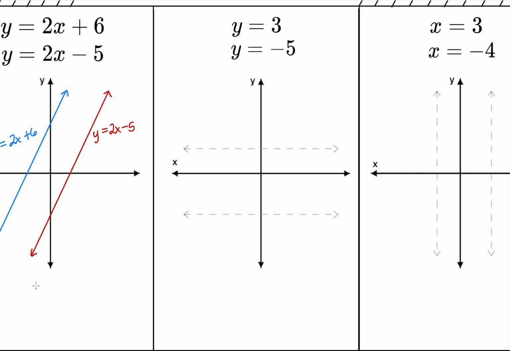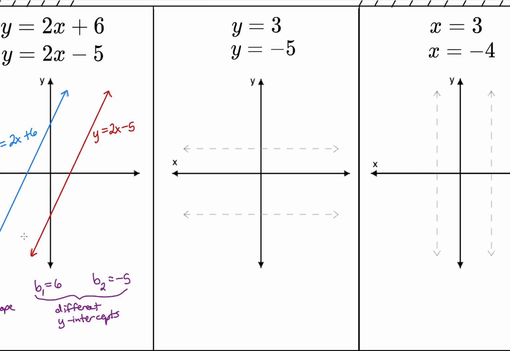For the first equation, the y-intercept is 6, so b1 is equal to 6. Our second y-intercept is negative 5. One thing that we should notice is that they have the same slope, but different y-intercepts. When that occurs, you have parallel lines.